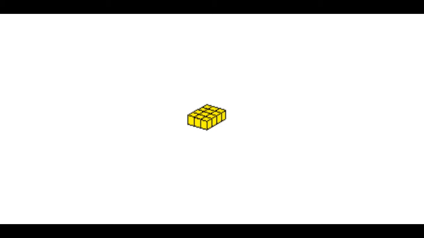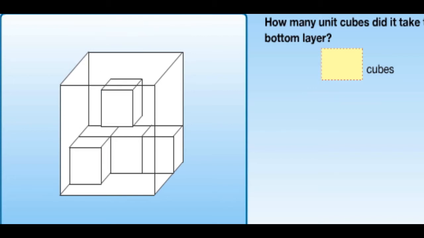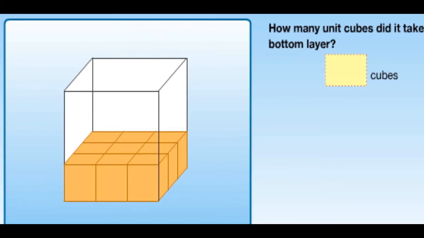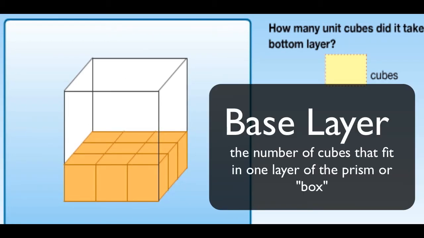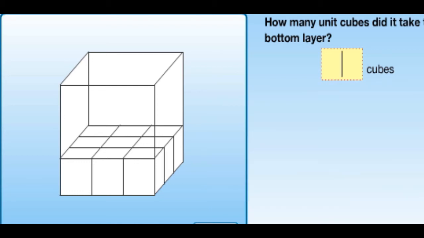Okay? So let's watch it in action. Let's fill up the base layer of this box. We can see that it's 3 cubes wide, 3 cubes fit across the front, and 3 cubes long, right? That gives us a base layer. And what's the volume of that base layer? Well, you can just multiply the width times the length, and you see that it holds 9 cubes, right?